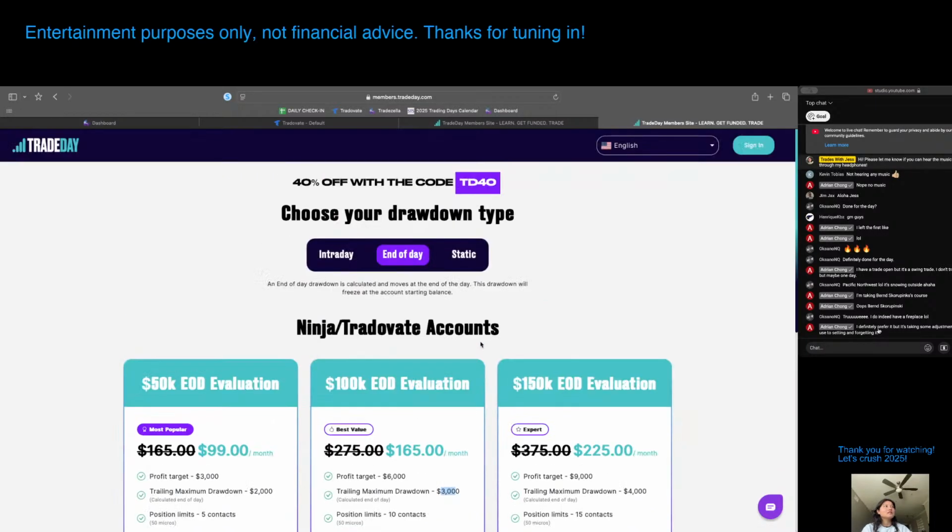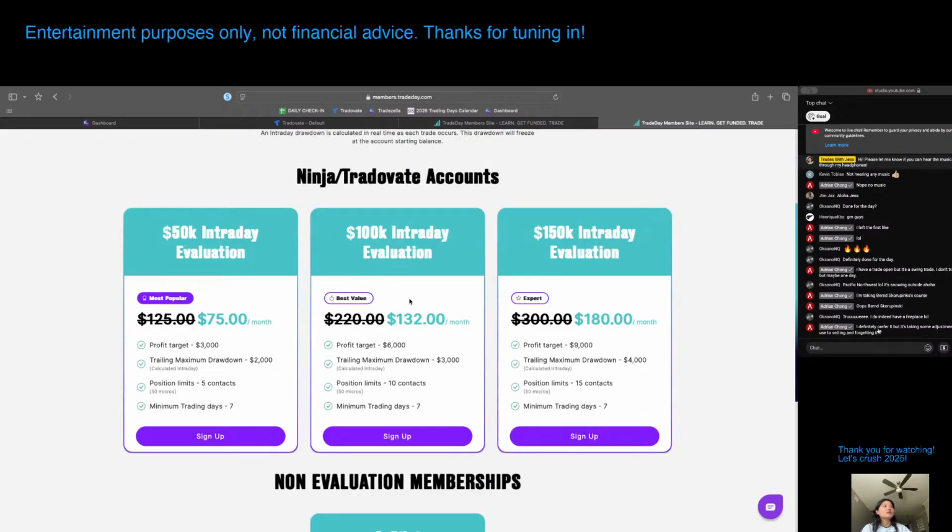But they did have these new accounts added. So the intradays, you could think of these similar to Apex or other firms that have intraday, like Tradeify as well. But intraday is basically where it trails your unrealized profit, doesn't matter. So they have these accounts available now too.